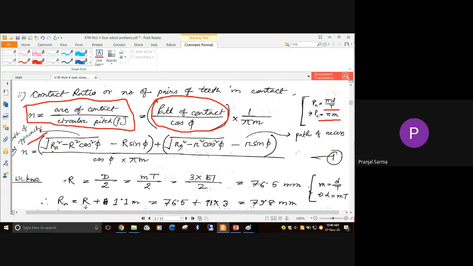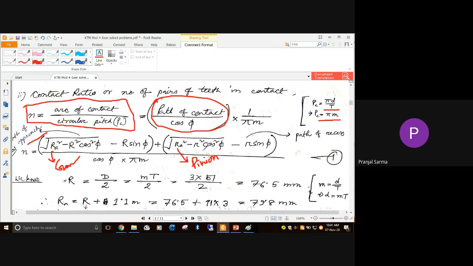So what are these capital letters and small letters? Basically, with the capital letters we are denoting the bigger wheel, that is the gear, and the small letters are for the smaller wheel, that is the pinion. So path of approach and path of recess are like this. And what is this r_a? One is r suffix a, another is only r. Similar is the case here, r suffix a and another is only r.